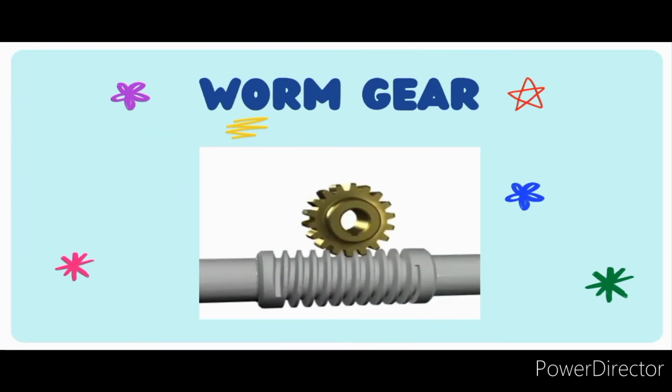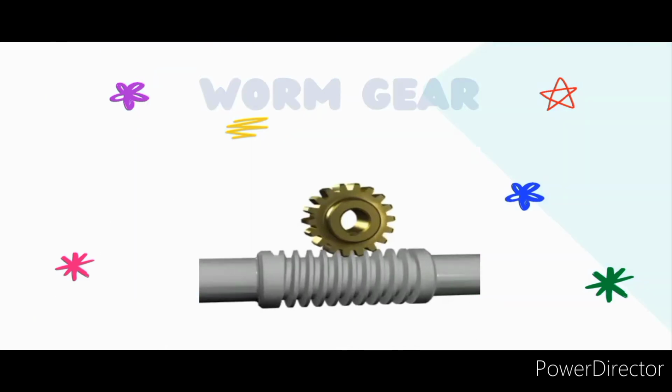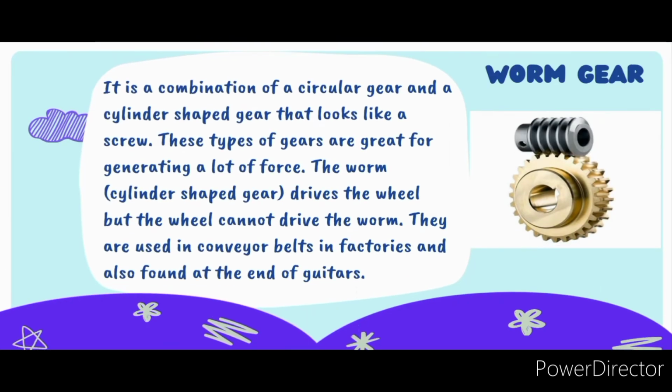Now the next and the last one we'll be looking at is the worm gear. What did I say? Worm gear. Now a worm gear is a combination of a circular gear and a cylindrical shaped gear. You know what a cylinder looks like? It's long and rectangular in shape. Alright, so this looks like a screw. A cylinder is long, thin, and rectangular in shape.